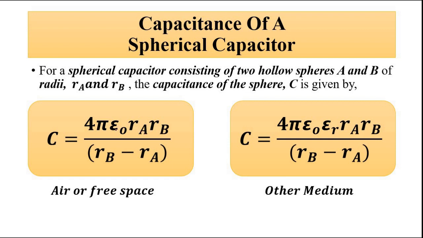Epsilon 0 is the absolute permittivity. This is for air or free space. If it is placed in any other medium other than air, then the relative permittivity or dielectric constant comes into play. So it becomes 4 pi epsilon 0 epsilon r Ra Rb divided by (Rb minus Ra). So this is the formula.